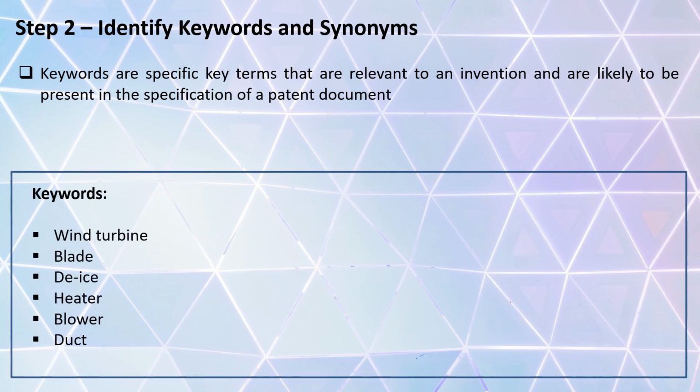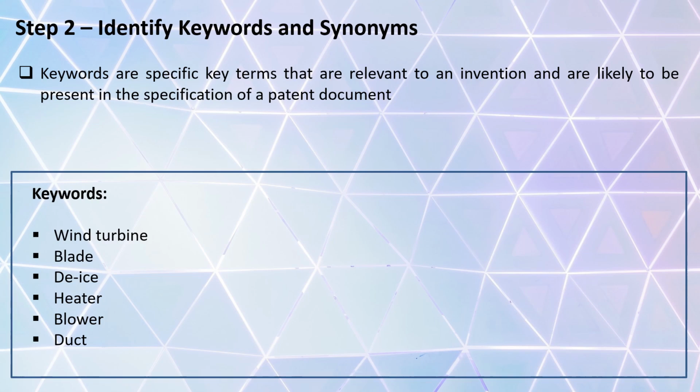So in the same example of the wind turbine de-icing system, if you notice, there are certain terms without which the invention can't be explained because they are the key terms of the invention. So what are those words? So they are wind turbine. Now it's a very important word in case of this invention. Then a blade is also important because eventually the ice is getting deposited on the blade.